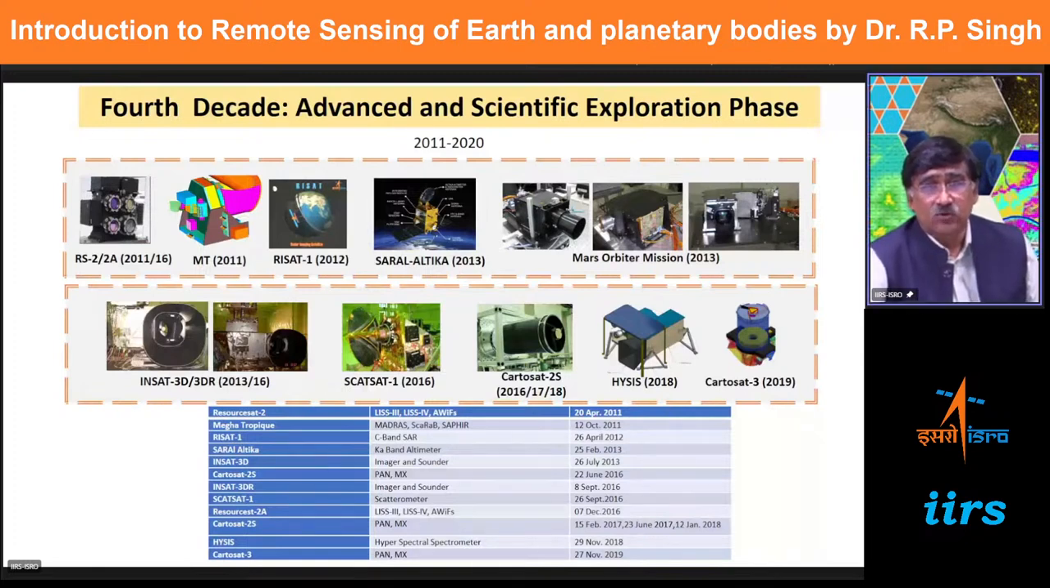Then comes the fourth decade, the last decade, 2011 to 2020. In this, many advanced scientific explorations took place. Some notable ones: our radar satellite was launched in this period, and the ISRO-CNES Megha-Tropiques satellite for the science of climate change was also planned. We have an altimeter in this period, and one of the important missions we all know, the Mars Orbiter Mission, was also planned in this decade, in 2013. Apart from many experiments, we had the INSAT 3D satellite, which was able to measure the vertical distribution of temperature and humidity.